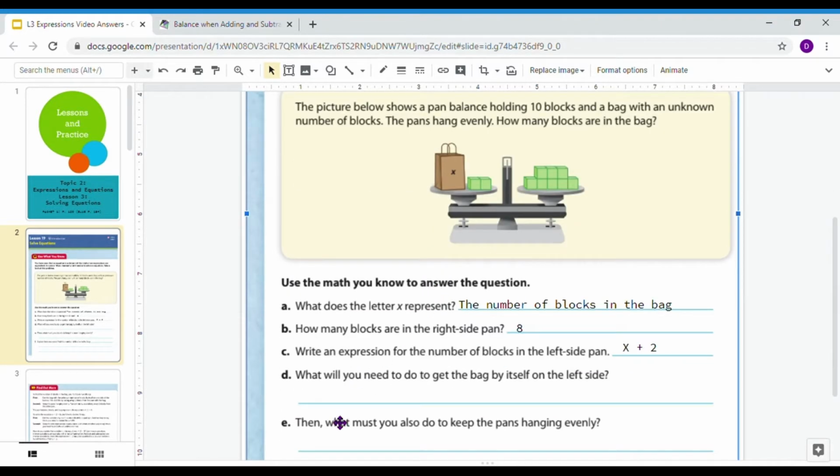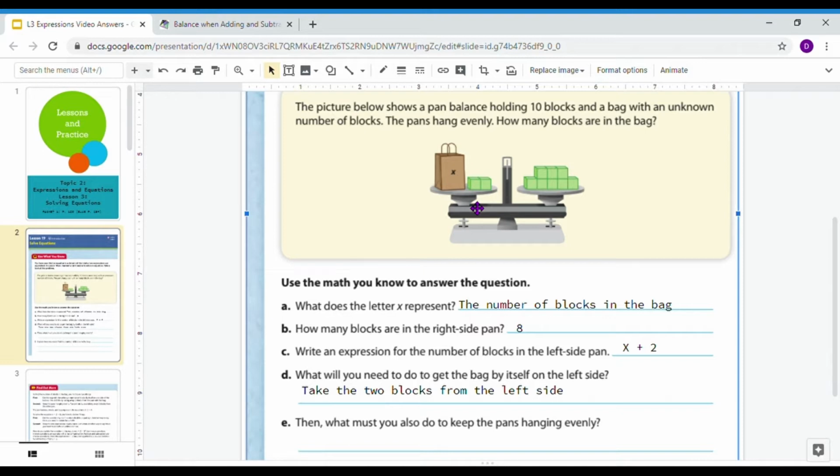Letter D is asking us, what will you need to do to get the bag by itself on the left side? So in order to get the bag by itself, we have to get rid of those 2 blocks that are right here. So to get rid of those, we're going to take away those 2 blocks from the left side. And when we take those 2 blocks away from the left side, do you notice how the left side pan is going to go up, meaning that the left side pan is now lighter than the right side pan.